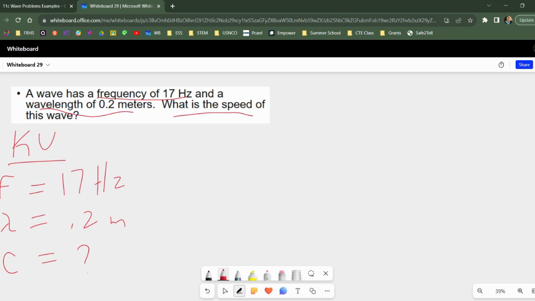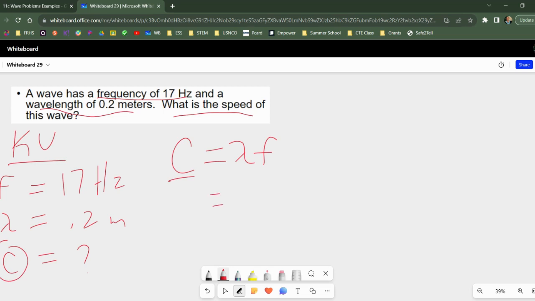All right, let's go ahead and do step two, which is to write down the actual equation. As I already told you, it's C equals lambda F, all right? Speed equals wavelength times frequency. Now, the next part of step two is, do we need to rearrange this equation? Well, I'm looking for C, and C is already by itself, and so we don't need to rearrange this equation. We're good to go.